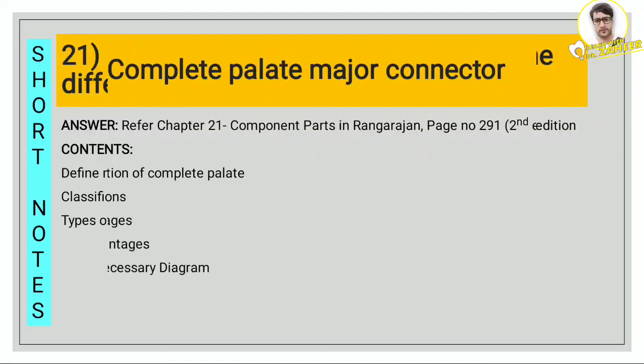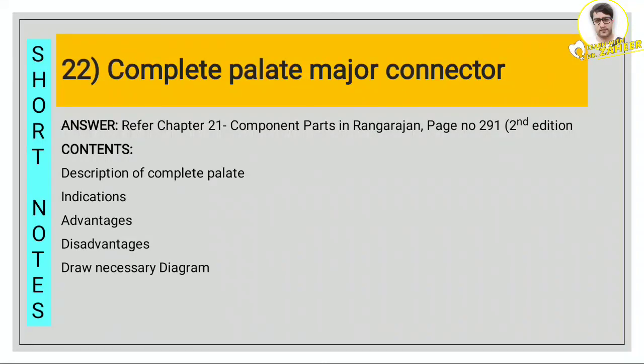Then complete palate major connector. For this you have to refer chapter 21, page number 291. Give a small description of complete palate major connector, then write the indication, advantages, disadvantages, and also draw the necessary diagrams.